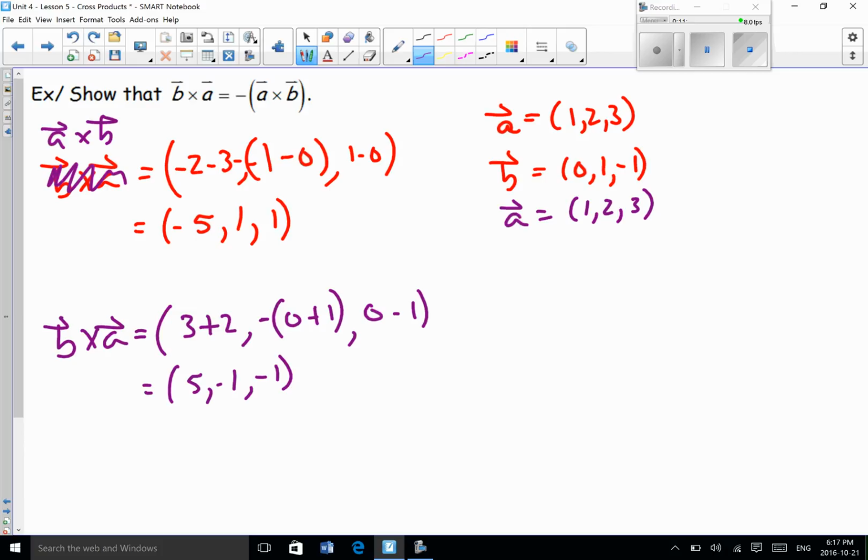And sure enough, A cross B is the negative of B cross A. They have the same values, they're just opposite signs. Collinear, opposite directions. Okay, and there's a proof.